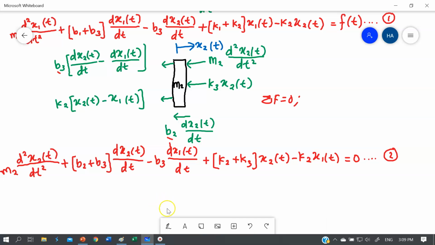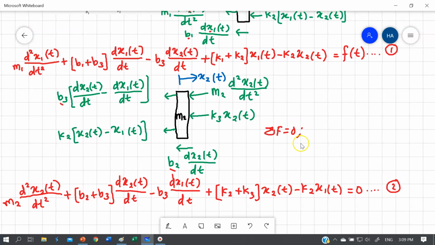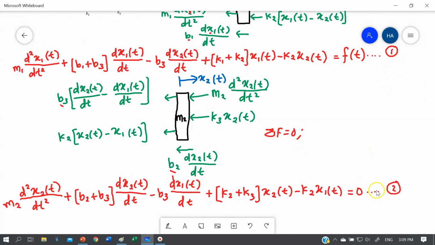Okay, so now these are the differential equation that represent the system, which is equation number 1 and equation number 2. Okay, so I will see you in the next video where I will show you the solution to question number 3. Thank you.